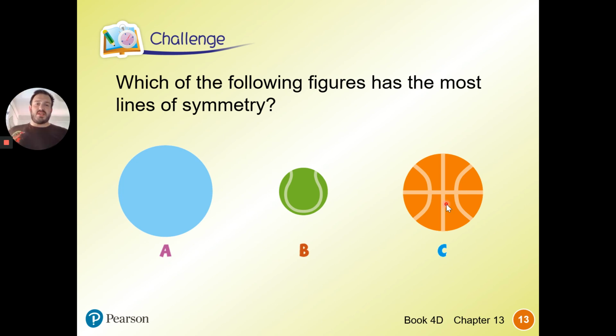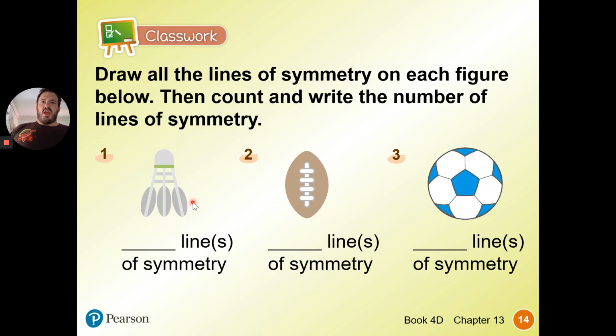So which of the following figures has the most lines of symmetry? So A, B, and C, they're all the same shape, but they have a different pattern in. Well, we can see that B would only have 1 line of symmetry going vertically, and C's got one going vertically and one horizontally. So A would have an infinite amount of symmetrical lines.